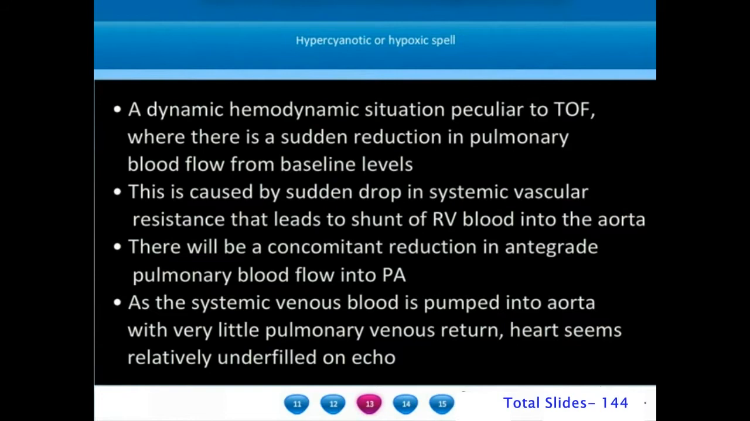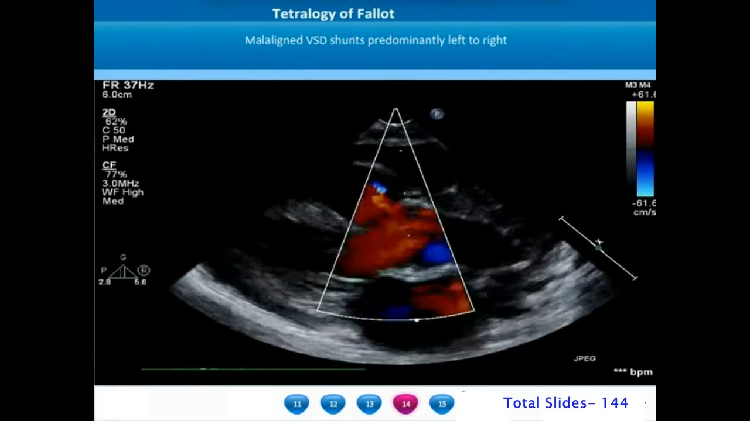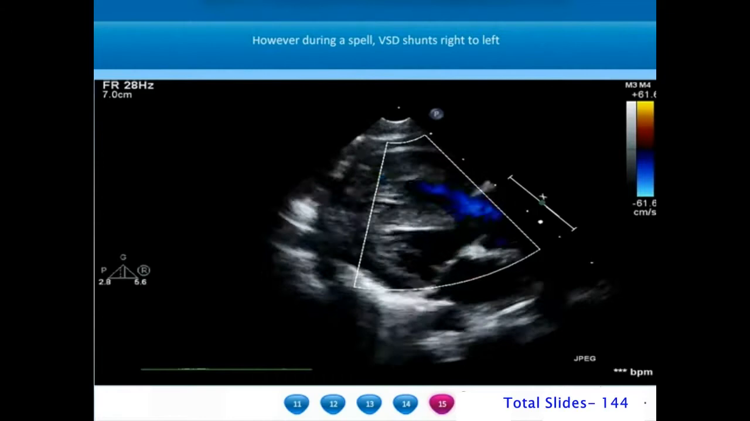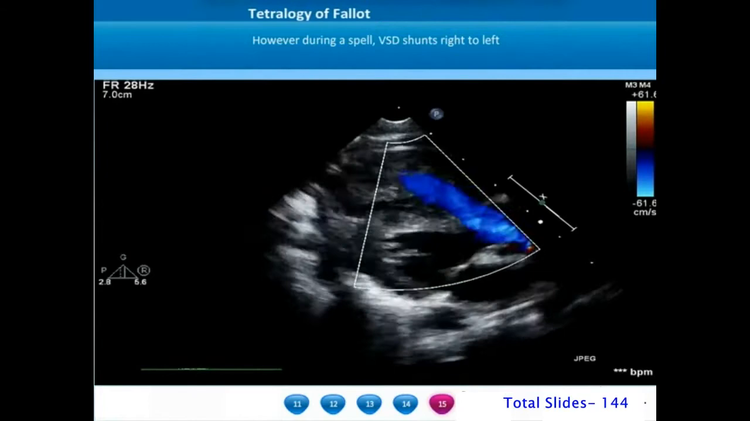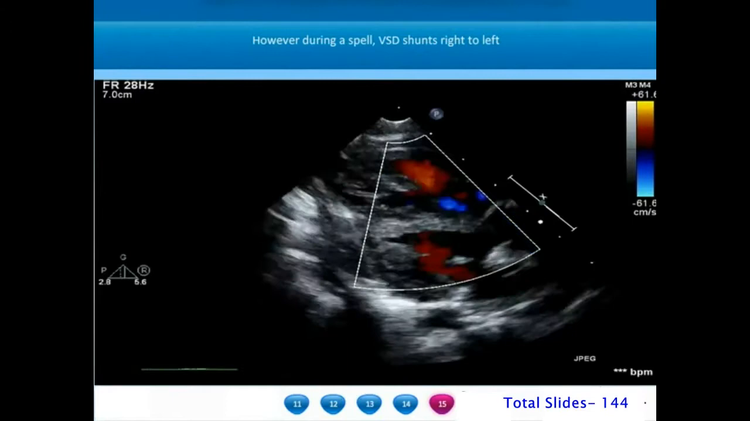In this parasternal long axis view, we can appreciate a large conotruncal malaligned ventricular septal defect with an aortic override of around 40%. We can notice that the flow across the ventricular septal defect is bidirectional but predominantly left-right. However, when this patient goes into a hypercyanotic attack, we can notice that the entire flow pattern across the ventricular septal defect reverses and the right ventricular blood is pumped directly into the aorta. We can also appreciate that the heart is relatively smaller and looks underfilled. This is due to reduction in the pulmonary venous return to the heart.